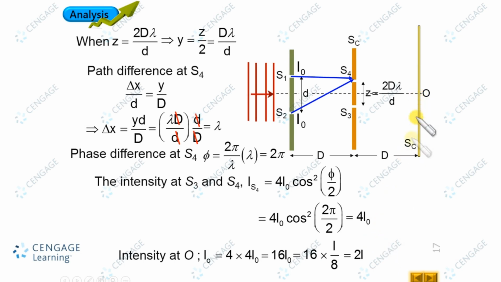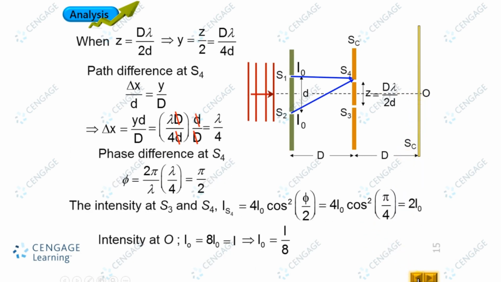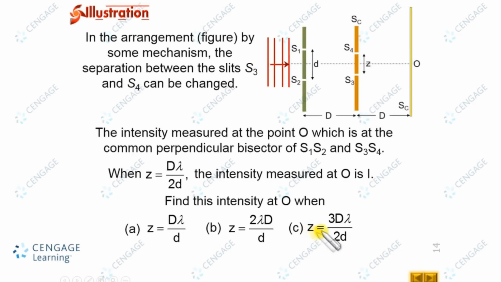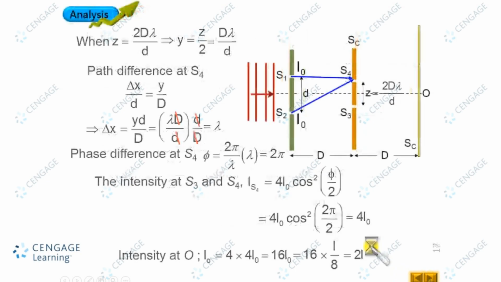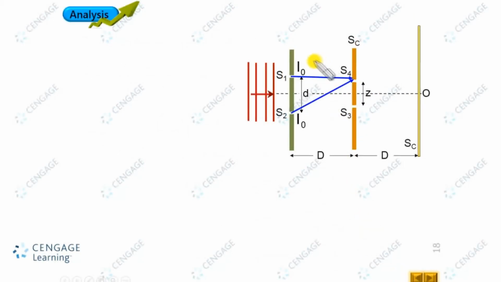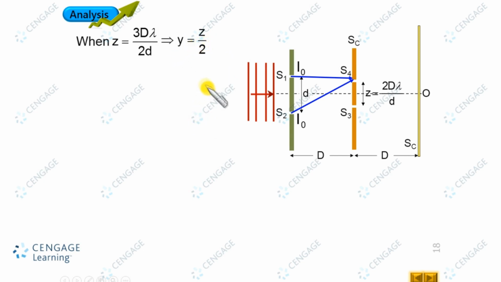Now let us move to the last part of the question, when Z equal to 3 capital D lambda divided by 2 small d. So let us move to the third part. At the third part, let us write the value of Z. This is 3 capital D lambda divided by 2 small d. Now y equal to Z by 2. That is equal to 3 capital D lambda divided by 4 small d.